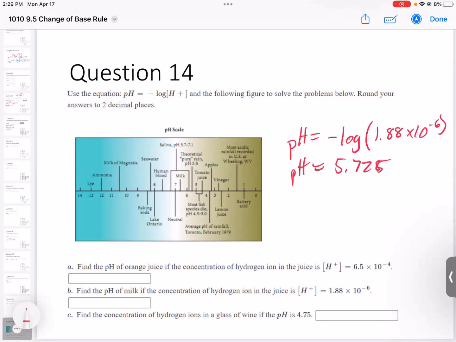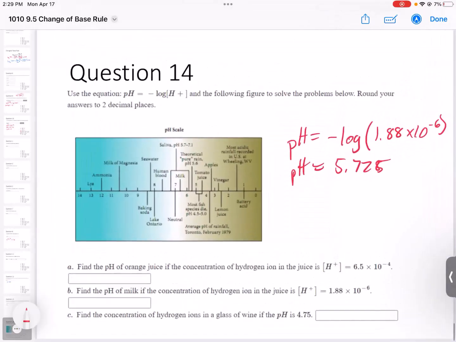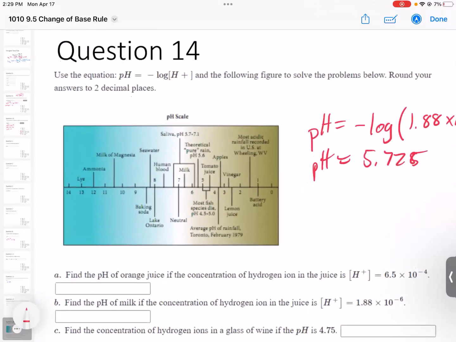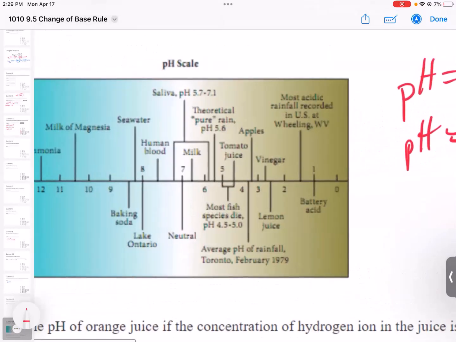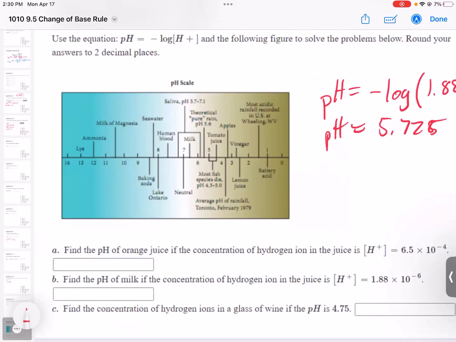Any questions on that? That's just the definition of what pH is. I think we were finding the pH of milk. If we look at this scale, we found that the pH was 5.725, and so we can see that milk is right in this range here. Okay, so that's how you would do part A and part B.